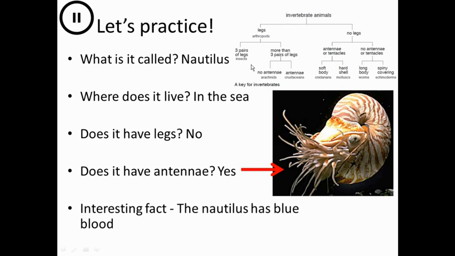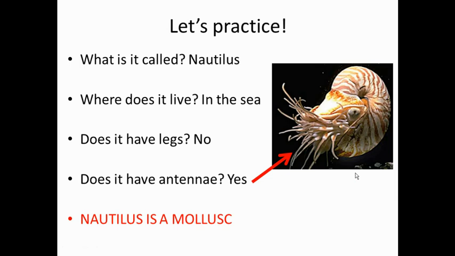Okay, so we know it's not an arthropod because it says here he doesn't have legs. So we're going to go down this side of the flow diagram. Does he have antennae or tentacles? Well, yeah, you can see them in that picture there. And from the picture, does he have a soft body or a hard shell? Okay, we'll have a look at this. It's quite obvious it's a hard shell, okay, which tells us that our nautilus is a mollusk, okay?